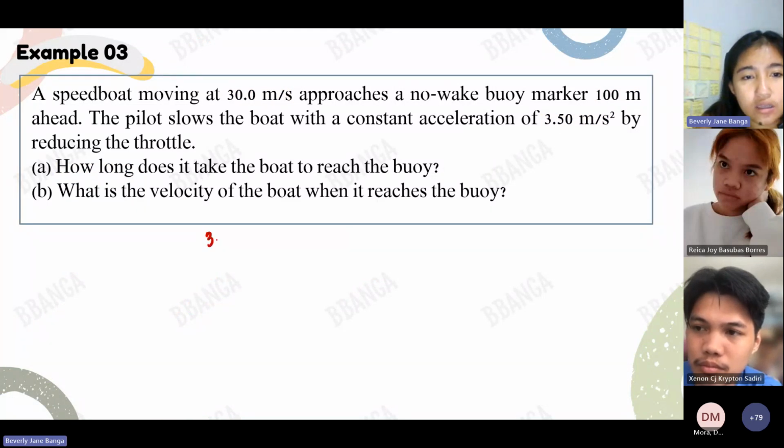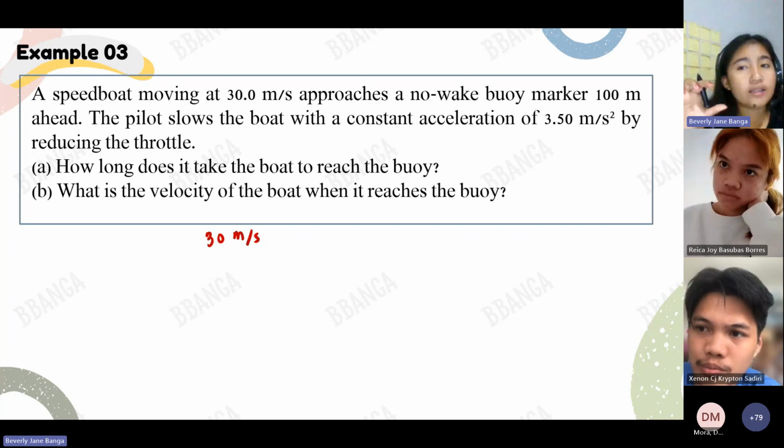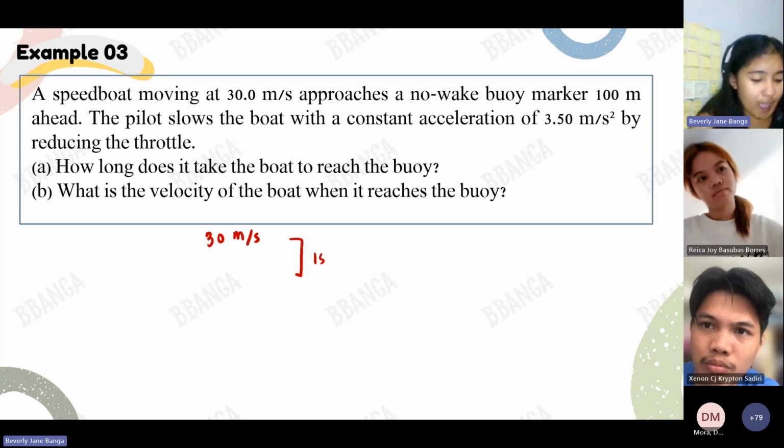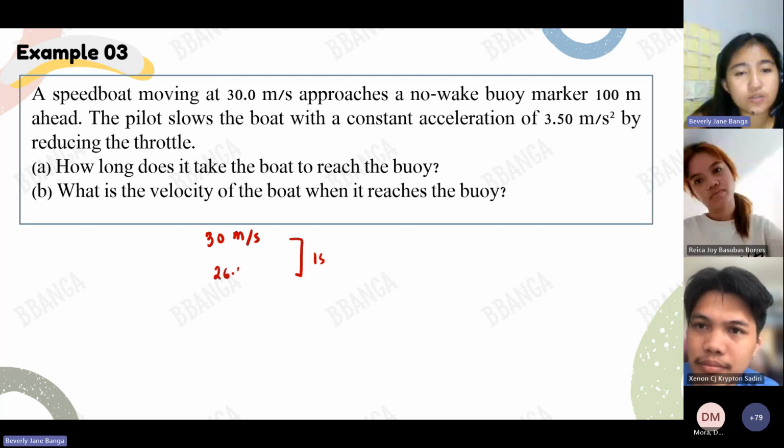So, initially, yung speed ng ating boat ay 30 meter per second. Ngayon, constant yung acceleration niya na negative 3.5. Ibig sabihin, kada segundo, nababawasan siya ng 3.5 meter per second. So, ang gagawin ko dito, first second. May lumipas na 1 second, 30 minus 3.5, so magiging ito ay 26.5 meter per second na lang.